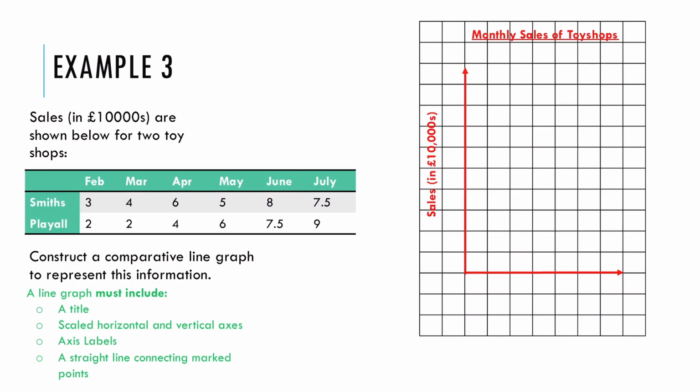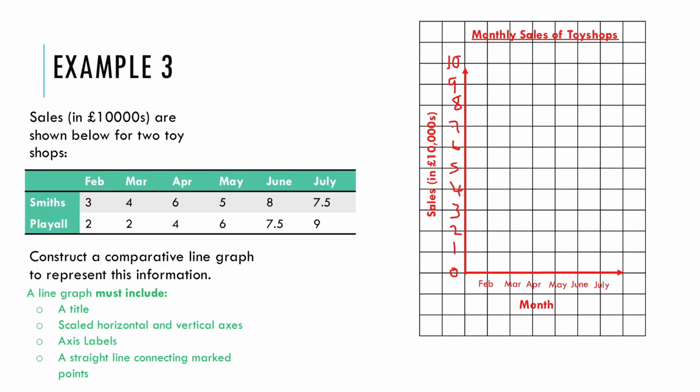And up the side I'll mark on the line the numbers that I'm using. 0, 1, 2, 3, 4, 5, 6, 7, 8, and it must go up to at least 9, so I'll pop in 10 there as well. Along the bottom is the months, and again on the line I'm going to write the different months starting at February all the way to July, making sure they are equal width apart, they are one box separated in between.